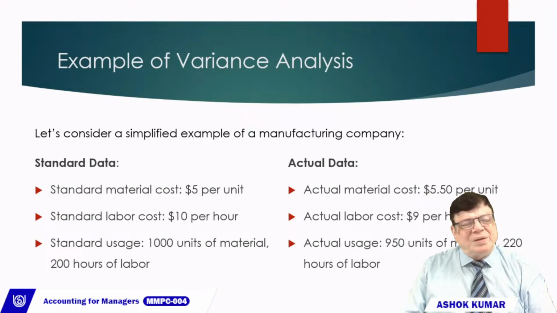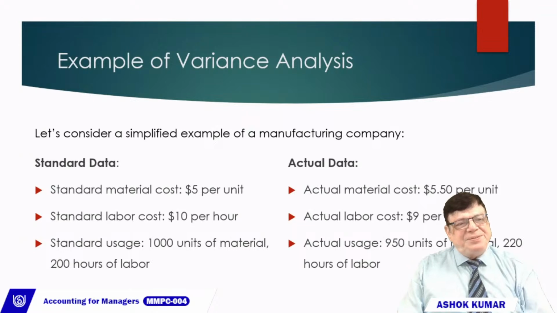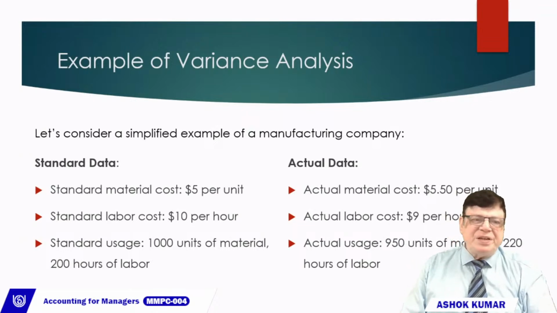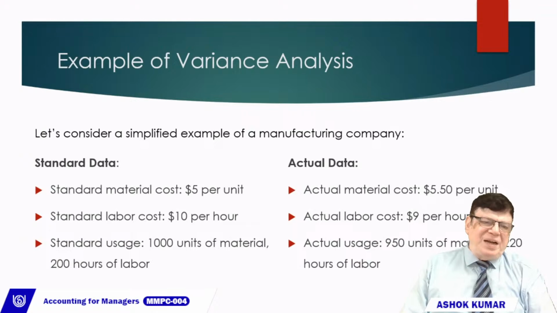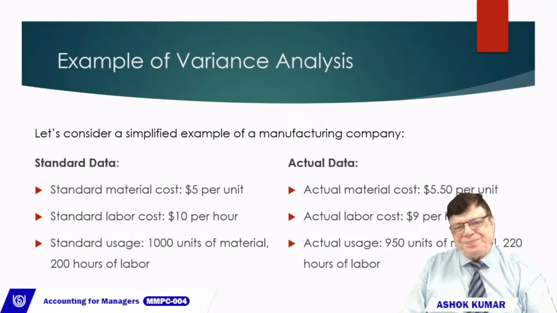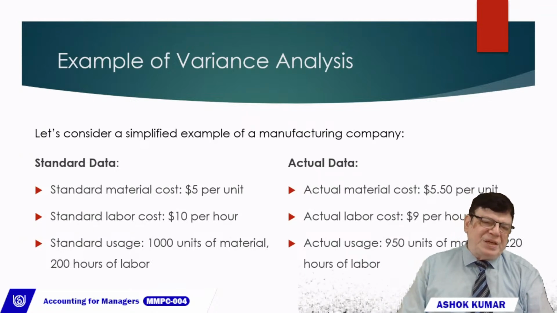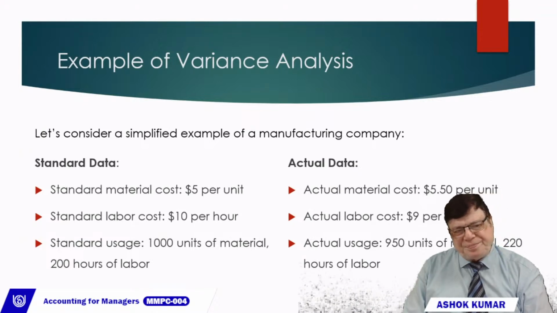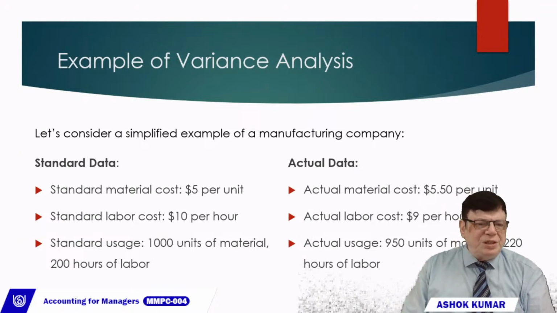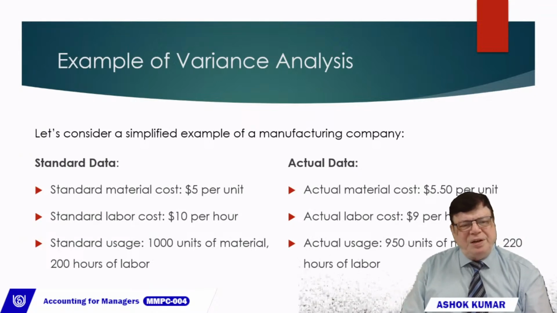Now, let's take a simplified example of a manufacturing company. Standard data is: standard material cost is $5 per unit, standard labor cost is $10 per hour. Standard usage is 1000 units of material and 200 hours of labor. This is the standard data.